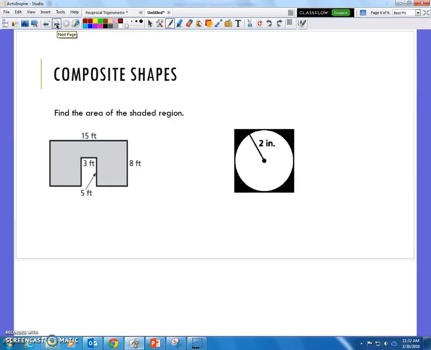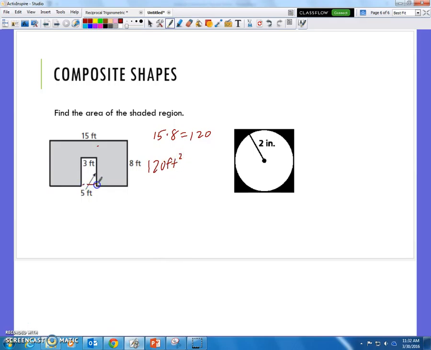Again, we had this composite shape with gaps in it. So what I'm going to do is I'm going to do a little dashed line here across there. I'm going to find the area of the whole thing, including the gap. 15 times 8, 120. Okay, so I know the whole thing, all of it, including the gap, is 120 square feet, including the gap.